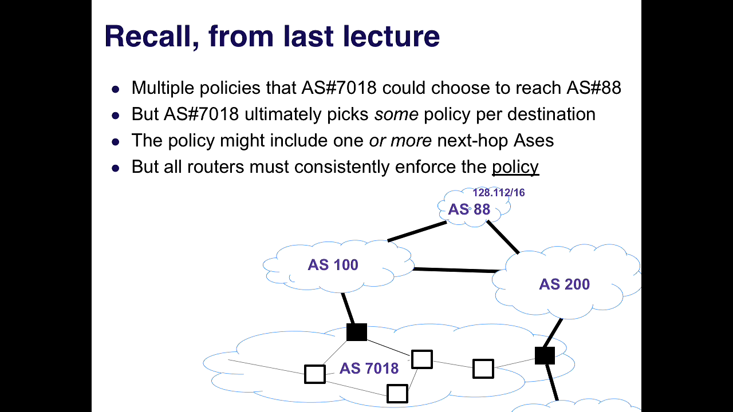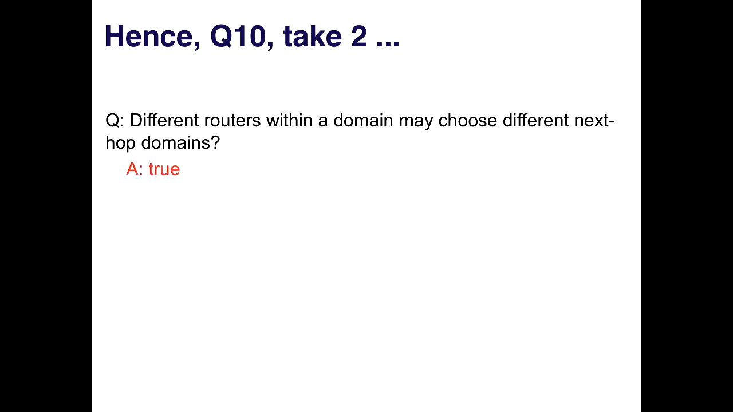So it should never be the case that the policy intended to choose AS100, and somehow there's some random router in the middle of the domain that's sending packets to AS200. So you can think of BGP as a distributed enforcement of a single policy. My question was ill-phrased; I was trying to test that point. But bottom line, if this was your question, the answer was yes, and my apologies for the mistake on this.